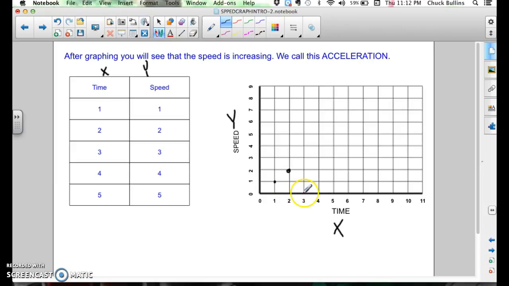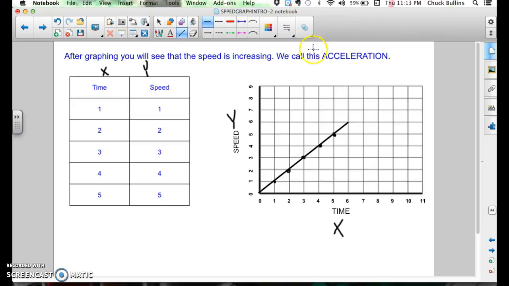1, 2, 3. Go in 4, up 4. 1, 2, 3, 4. In 5, up 5. 1, 2, 3, 4, 5. And now I'm going to draw my line in.